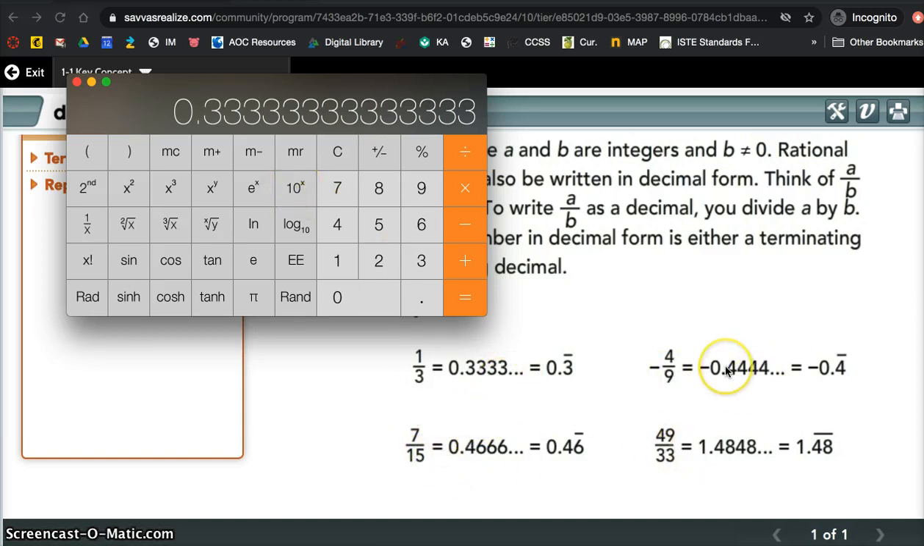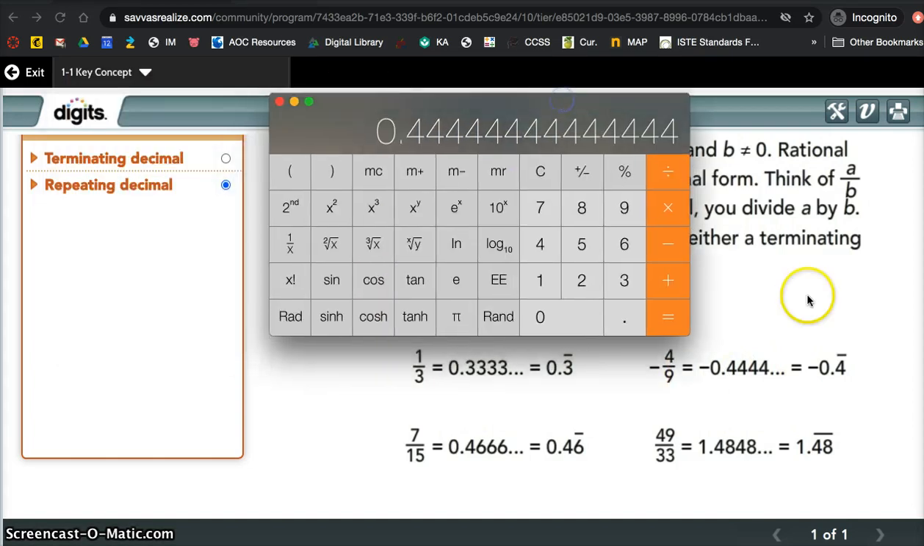So this one is 4 over 9. 9 is a multiple of 3. And there's your repeating decimal. Okay, and we represent repeating decimals by putting the repeat bar over the number that repeats.